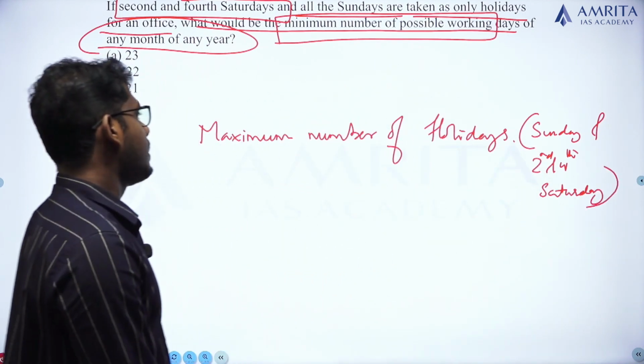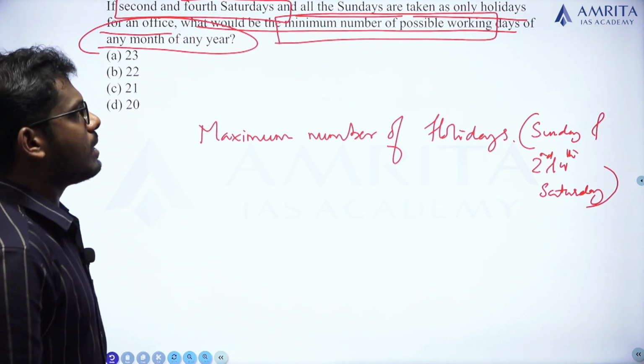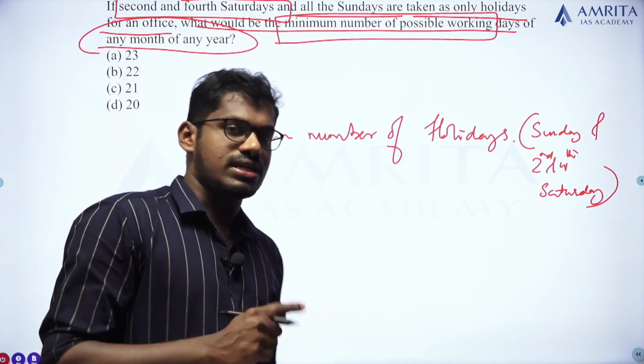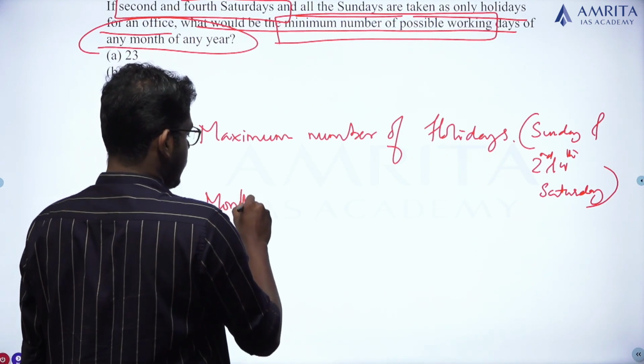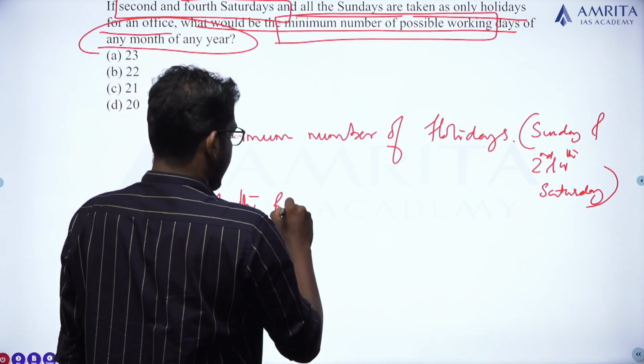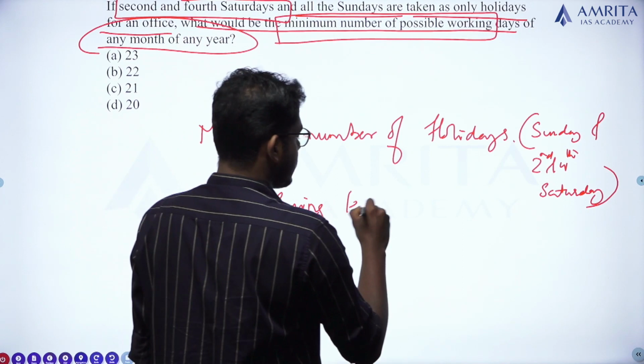Clear? Okay. In order to contain the minimum number of possible working days, we have to consider one more thing. We have to choose a month having the least number of days.